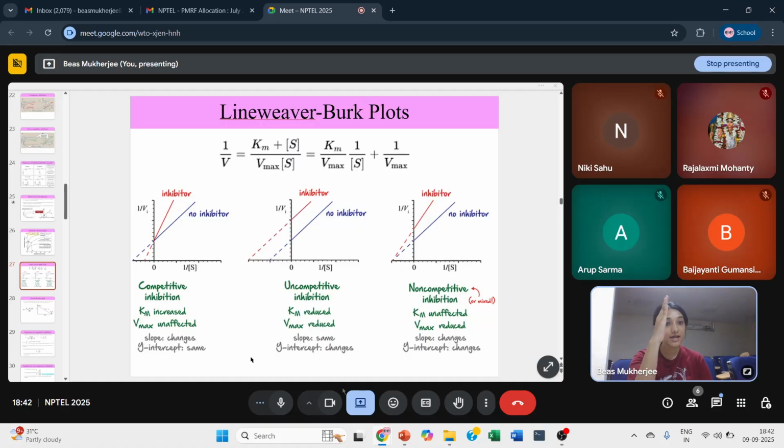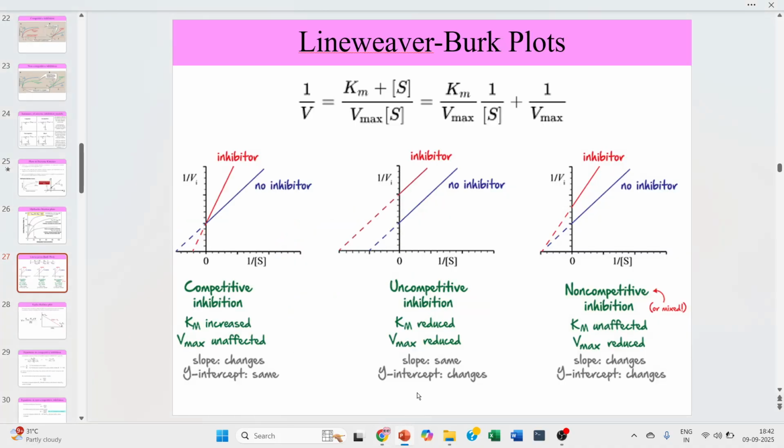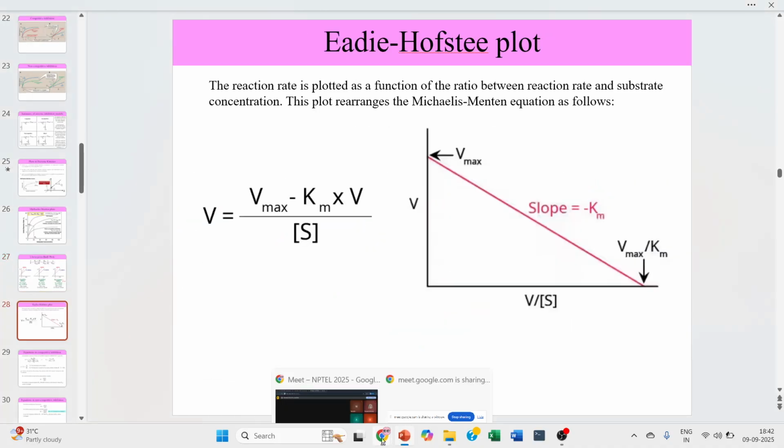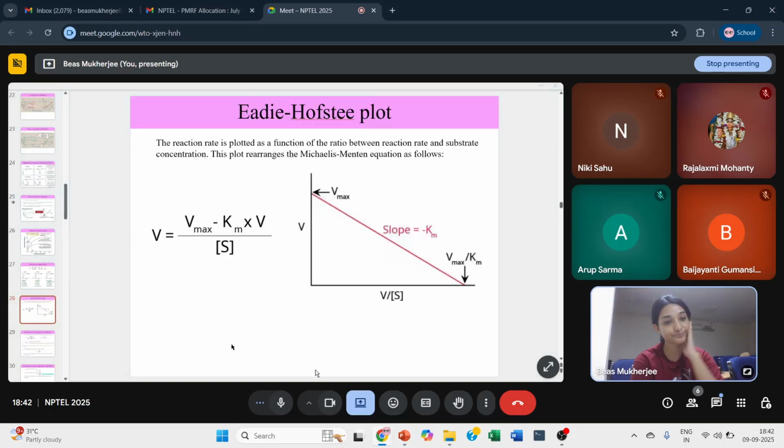So it is going this way. Okay, that is what is happening. So this is what you have to remember and you have to be able to replicate this in the question answers. Now there is something called Eadie-Hofstee plot.